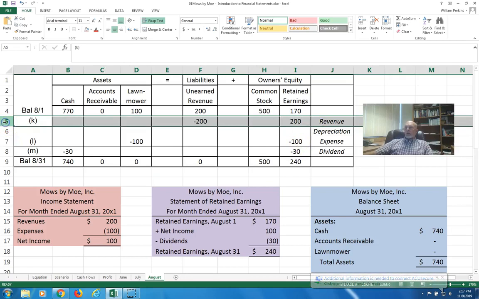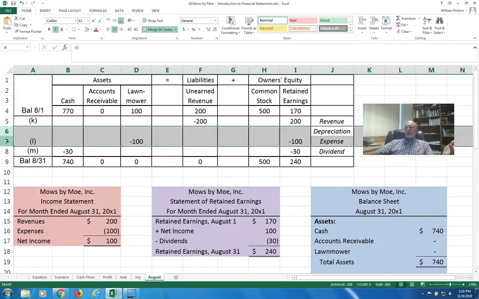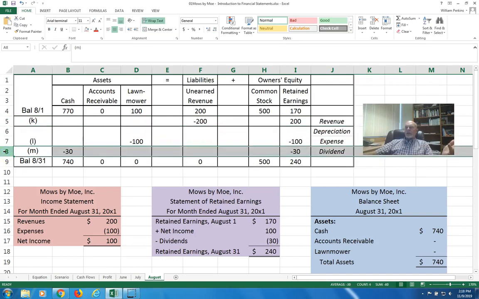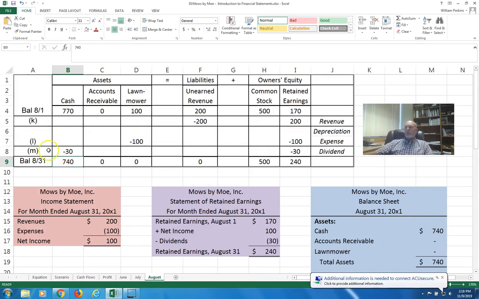So we mowed the yard, and that took care of that liability. That's the only thing we did in August. So we then depreciate the lawnmower for that last month. And we also pay a $30 dividend. And so when we get to the end of the month, the only asset we have left is cash of $740. No other assets, no liabilities. And the $740 is matched by that $500 investment from the owner, and retained earnings now adds up to $240.